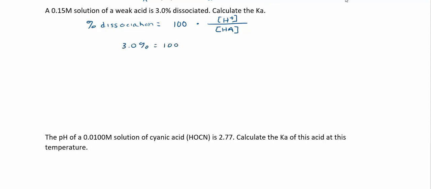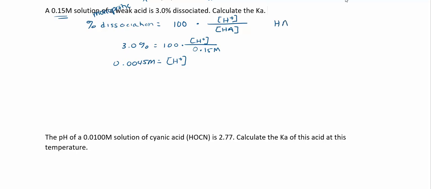That's going to be equal to 100 times the concentration of the hydrogen ion that we don't know over the concentration of the weak acid, which we were told. We do our algebra here, so divide both sides by 100, multiply both sides by 0.15, and get a concentration of the hydrogen ion that is equal to 0.0045 molar. But what does that do for us? Well, we have a weak acid, and it should have told you monoprotic, because no reason to get difficult with this.